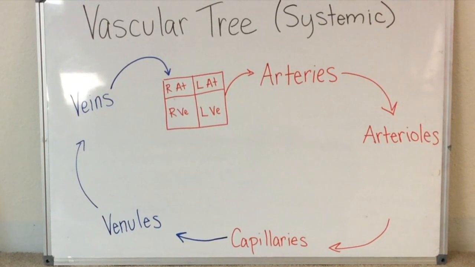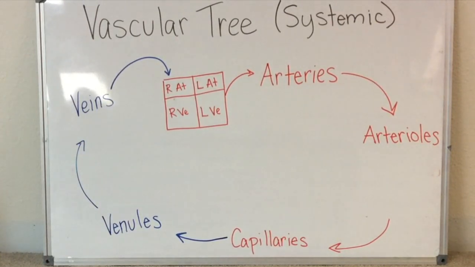The vascular tree describes the progressive change in vessels as we move away from the heart and closer towards individual cells, and then from individual cells back to the heart.